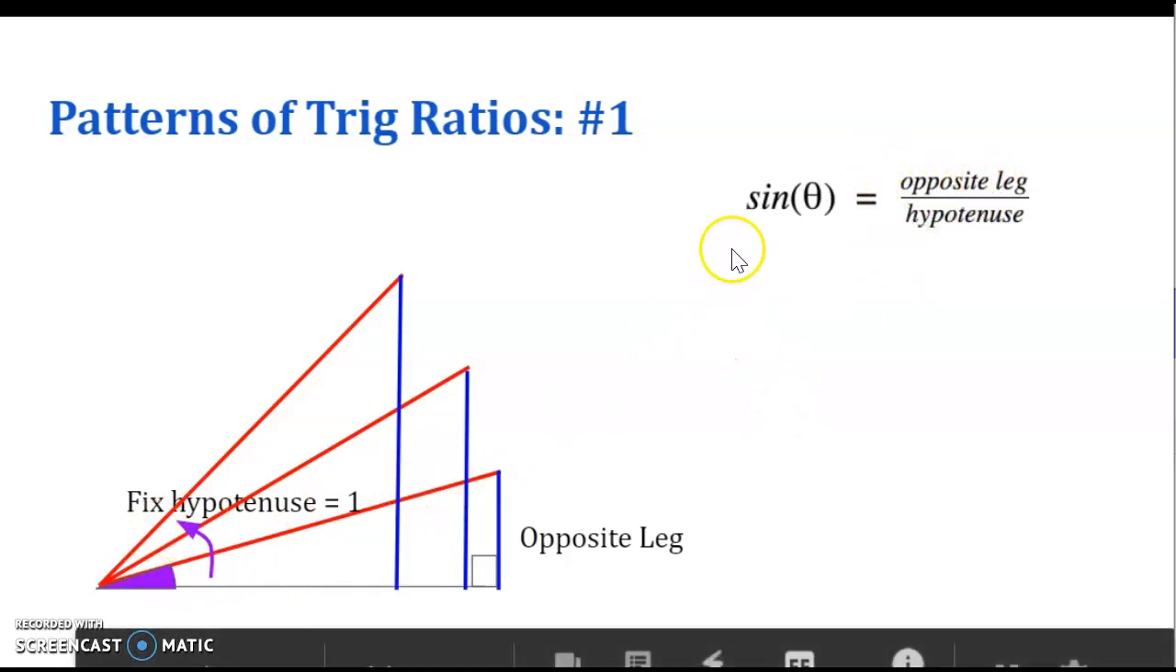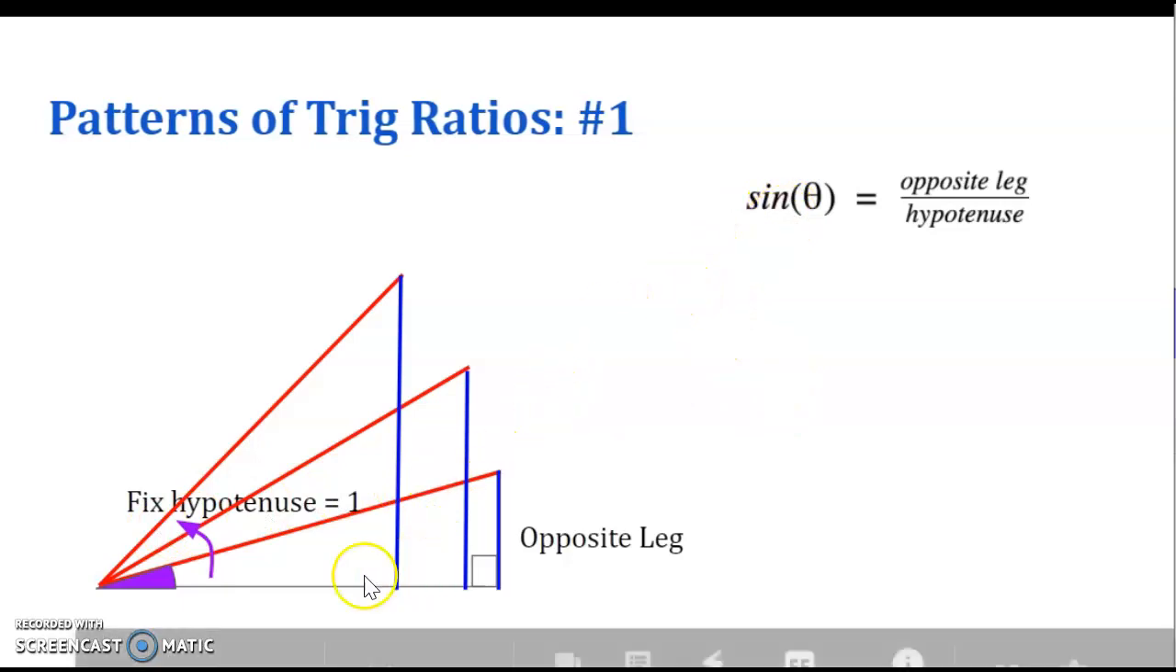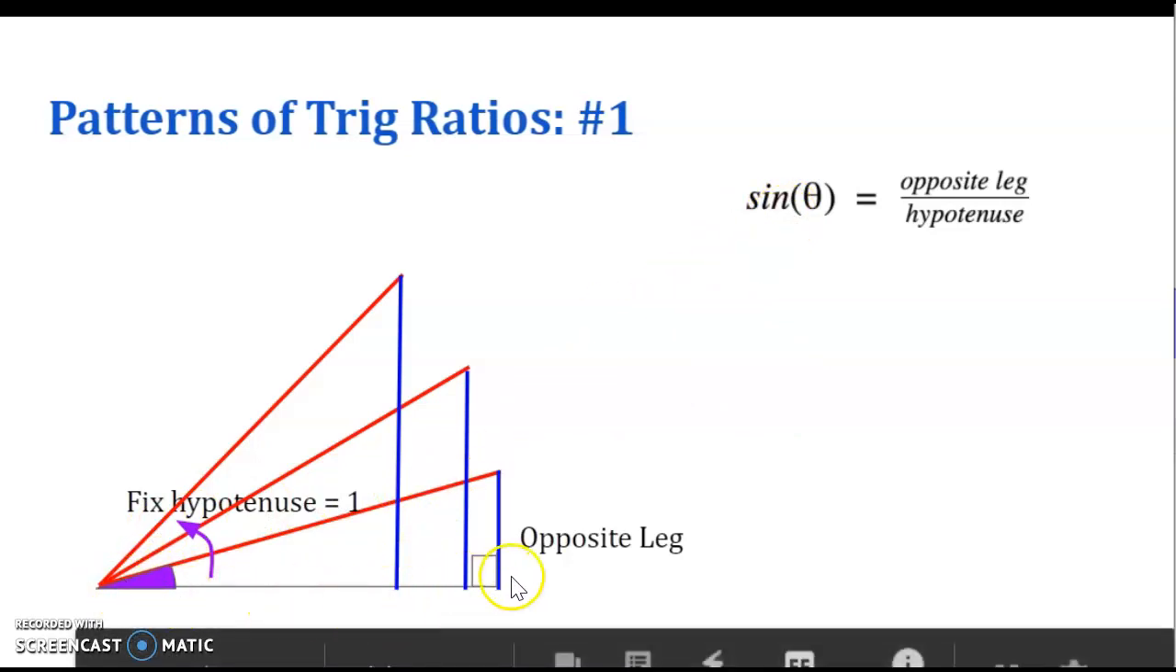And that is the reason sine of theta starts from 0 when there is no triangle whatsoever. So it's just a flat line. And then at 1 degree, or very, very close, even less than that, the opposite leg is very, very little. The hypotenuse is still 1. So it's really close to 1, but never quite 1.